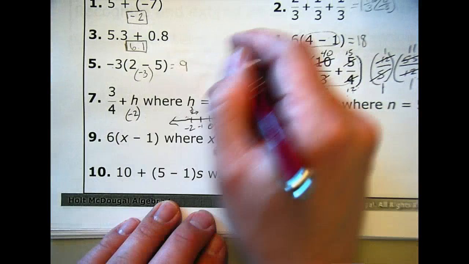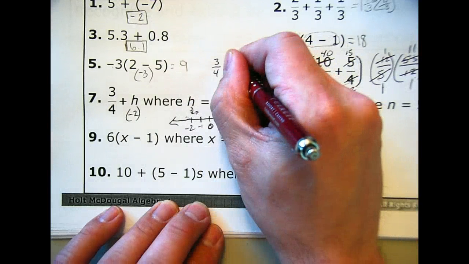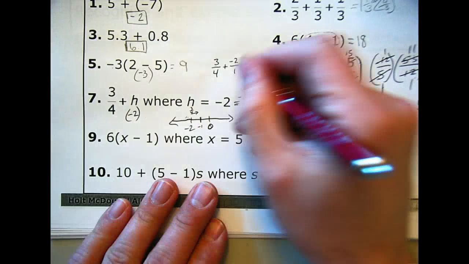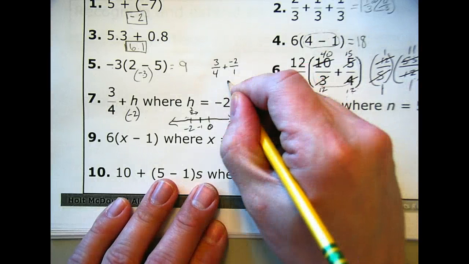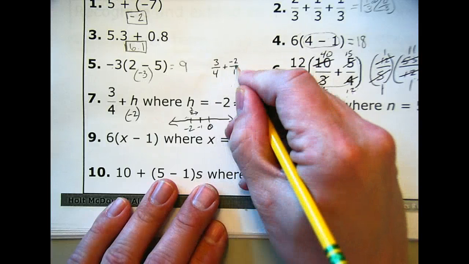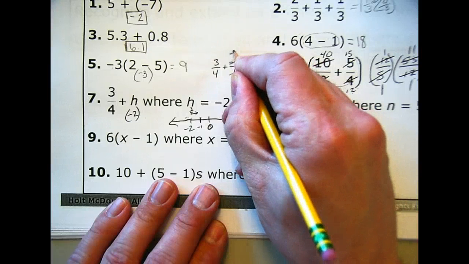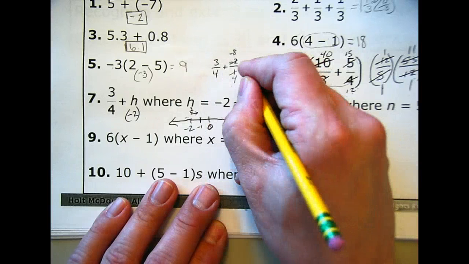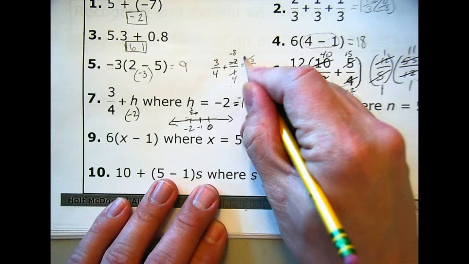The other way to look at that is to say 3 fourths plus negative 2. Well, negative 2 is negative 2 over 1. And if I want to make that into fourths, what do I need to multiply this by? What do I need to multiply 1 by to make fourths? 4. And so that means I'll multiply this by 4. So 4 times negative 2 is negative 8. So 3 plus negative 8 is negative 5 over 4, which is the same thing as negative 1 and 1 fourth.